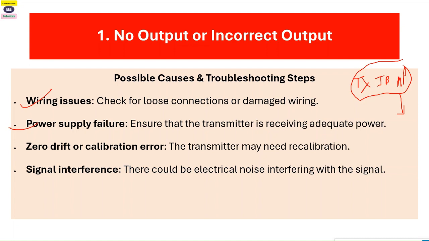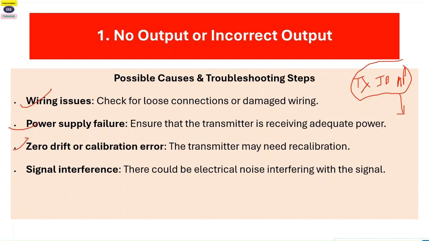You have to check whether the transmitter is getting sufficient power or not. If your transmitter is based on 24 volt, then you have to check with a multimeter whether your transmitter is getting 24 volt or not. The third one is zero drift or calibration error.